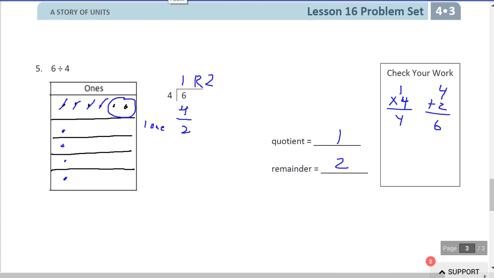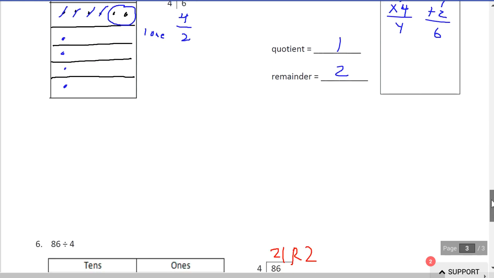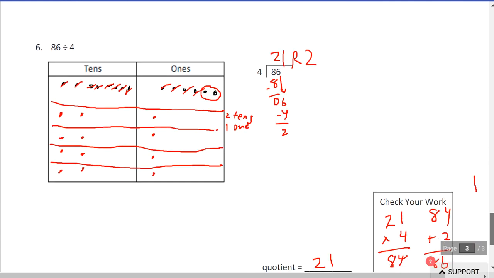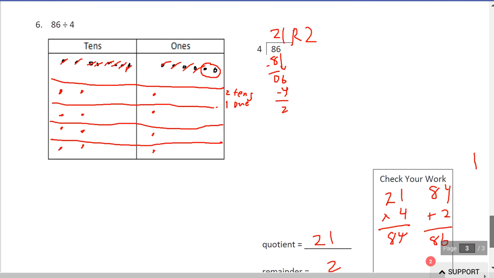All righty, how'd you do? Well, hopefully you did just fine. If you got 1 with a remainder of 2 on number 5, you're correct. And you showed your work and everything is hunky-dory. And then let's go on to number 6. On that one, you had 86 divided by 4, and you should have come up with 21 with a remainder of 2. And if you did that and checked your work, it all checks out.